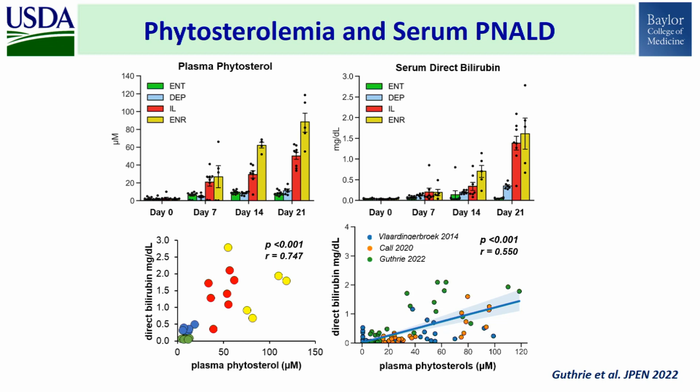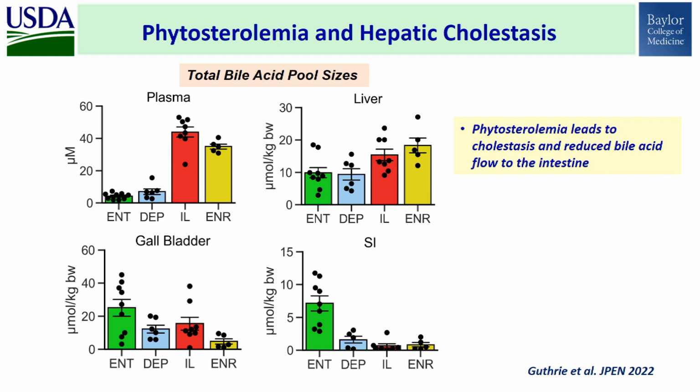This slide also shows that under conditions of phytosterolemia, shown in the top left here, which is the plasma bile acid concentrations, those also increase with the plasma phytosterol concentrations. You get an accumulation of bile acids with an enrichment of phytosterols in the liver.